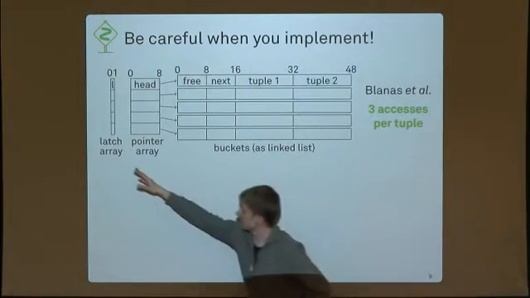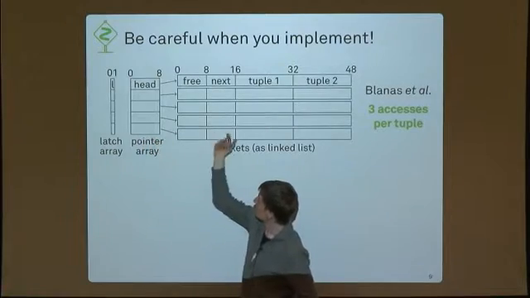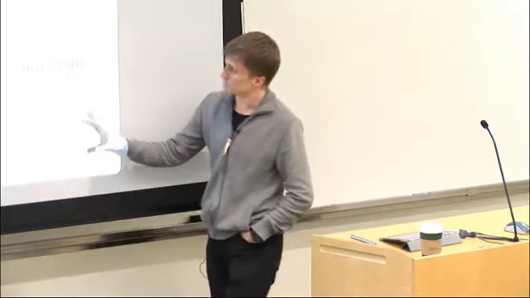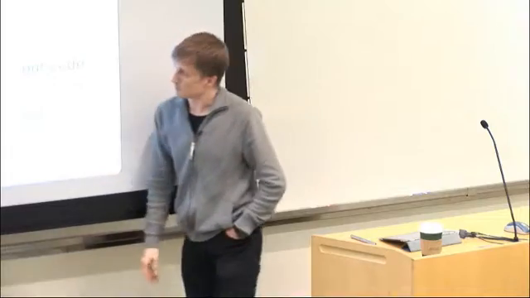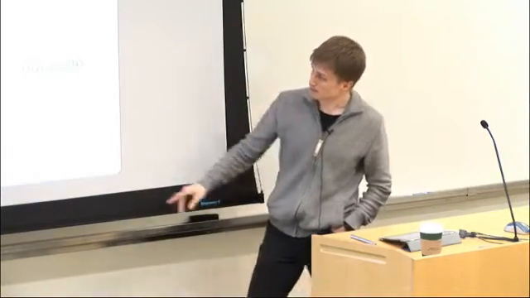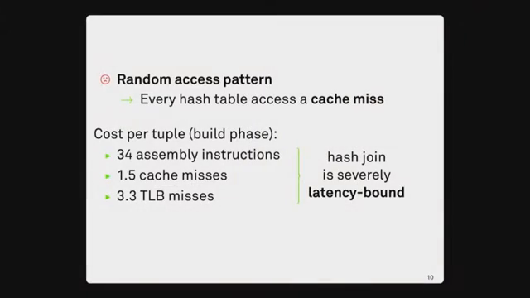You need to first get a latch, then you need to follow the pointer, and then read out your data, which amounts to 3 memory accesses per tuple. And of course, you can also do that with just a single memory access per tuple by simply collapsing that into a single data structure. And why that is important, you see on this slide here.